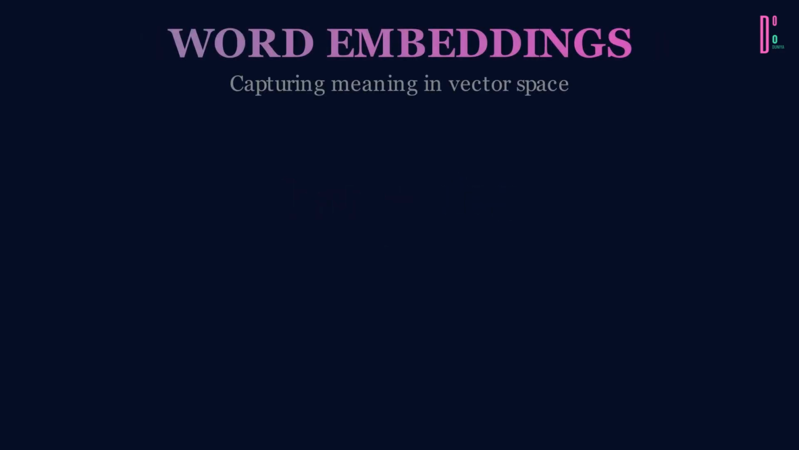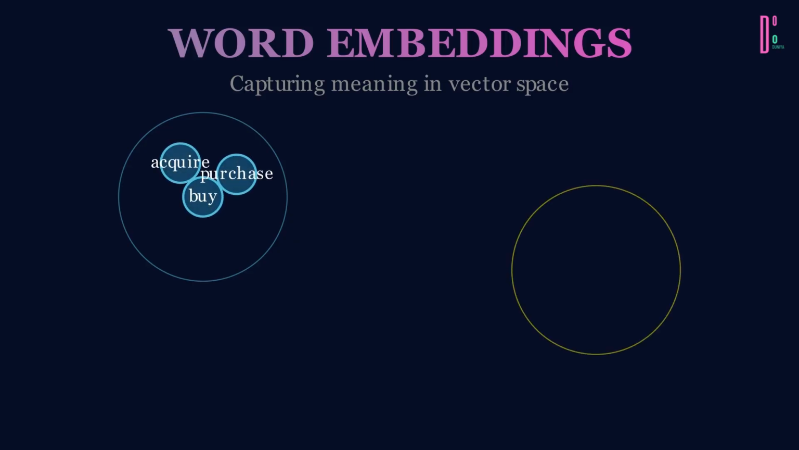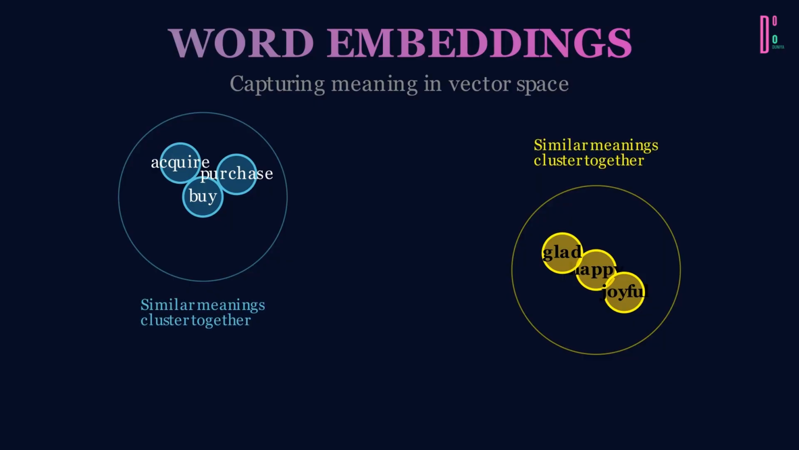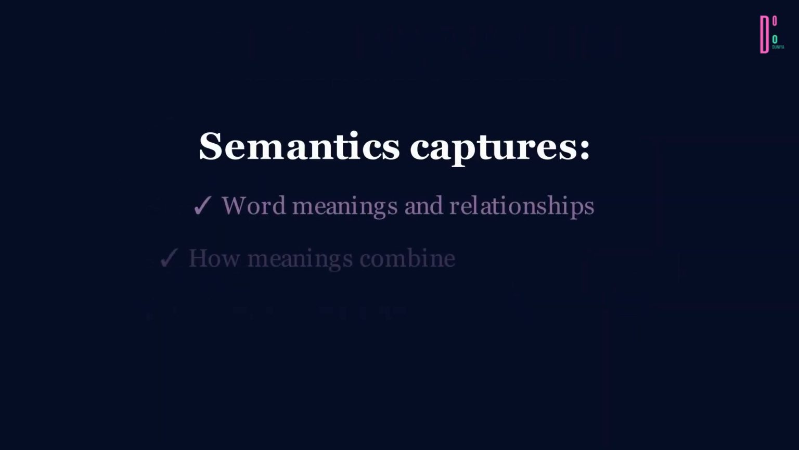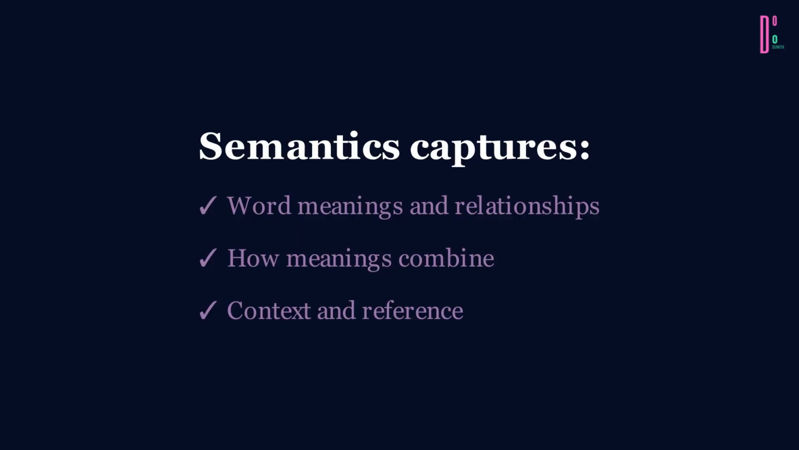Understanding the robot cannot lift the table because it is too heavy. What's heavy? The robot or the table? Recognizing that he kicked the bucket might mean he died, not literally kicked a container. This is where word embeddings come in, mathematical representations that capture semantic similarity. Words with similar meanings cluster together in vector space.